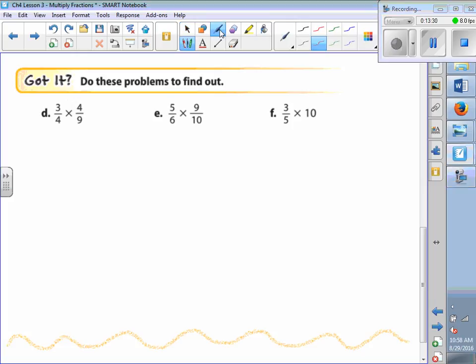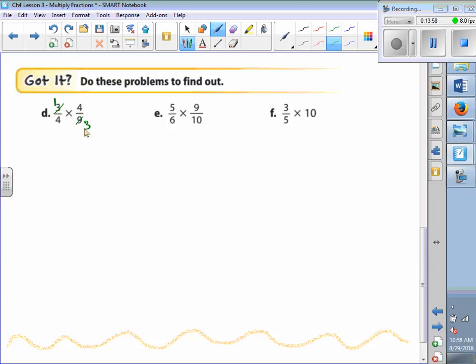So for example D, the first thing we want to do, we have 3/4 times 4/9. The first thing we want to do is see if we can simplify anything out. Okay? So what can I simplify out of what, right? You can simplify the 3 and the 9. Okay, so we can divide by what? 3. Very good. So 3 divided by 3 is 1, and 9 divided by 3 is 3.